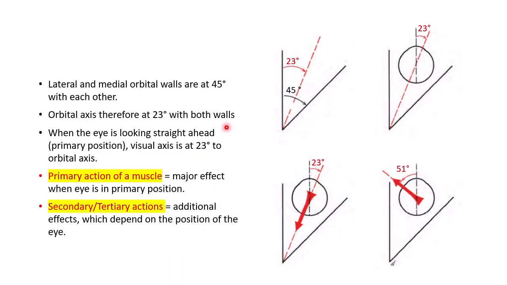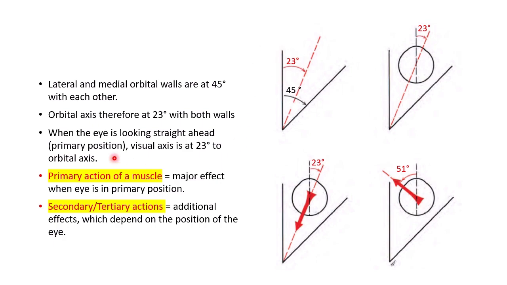Now, the lateral and the medial orbital walls are at an angle of 45 degrees with each other. Orbital axis therefore is at 23 degrees with both the walls, right? Medial wall, lateral wall. This is the shape of the bony orbit, okay? And the eyeball is here, somewhere over here. So the orbital axis is at an angle of 23 degrees. This is the orbital axis. It's half of 45, so for convenience, we have taken 23 instead of 22.5.